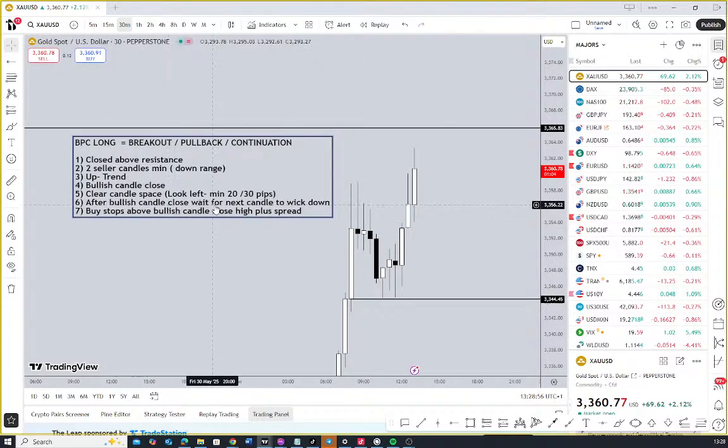After the bullish candle close, wait for the next candle to wick down. So bullish candle close, next candle's wick down. We buy the break of the high. Buy stops above the bullish candle high plus spread. And okay, we got our 20 odd pips. Yes, it came back down, stopped me out at break even.